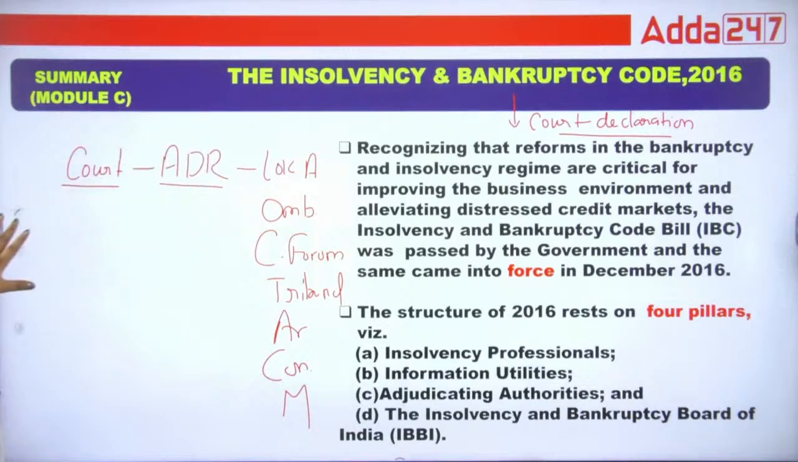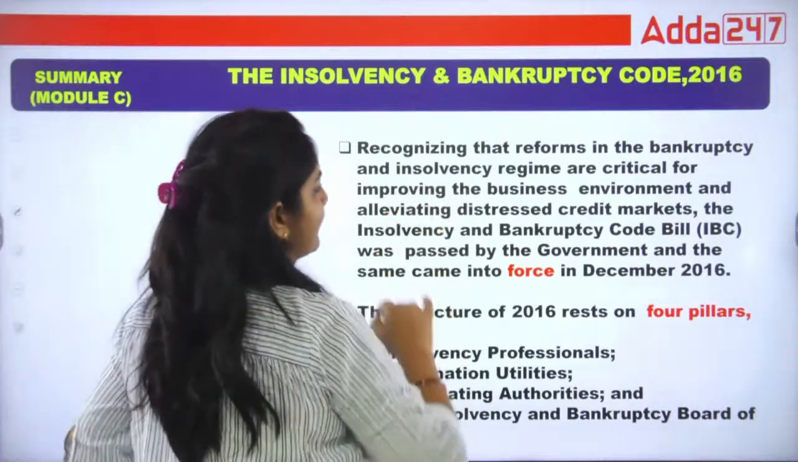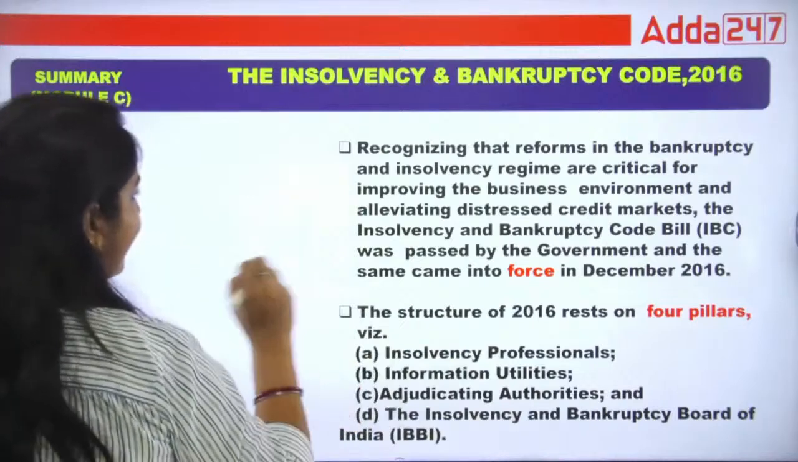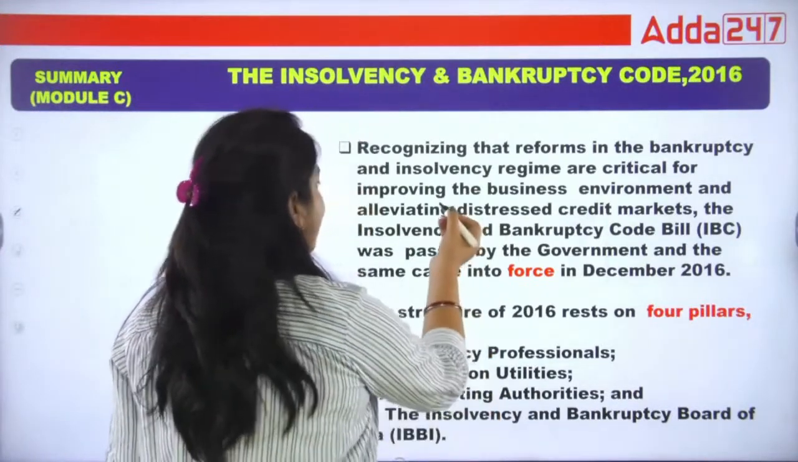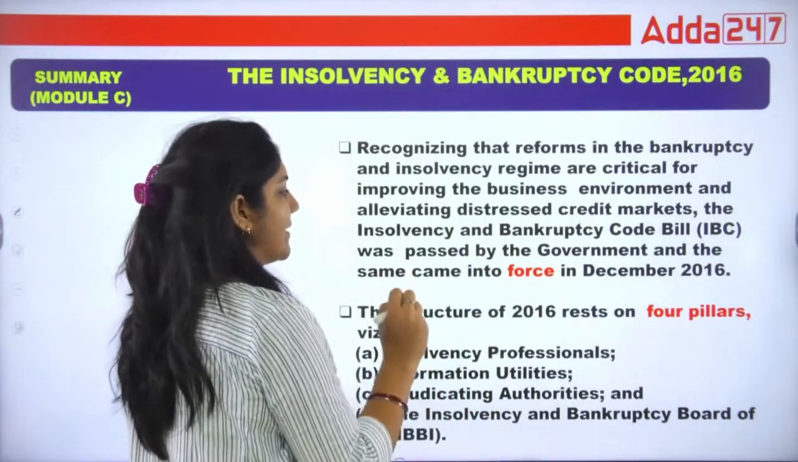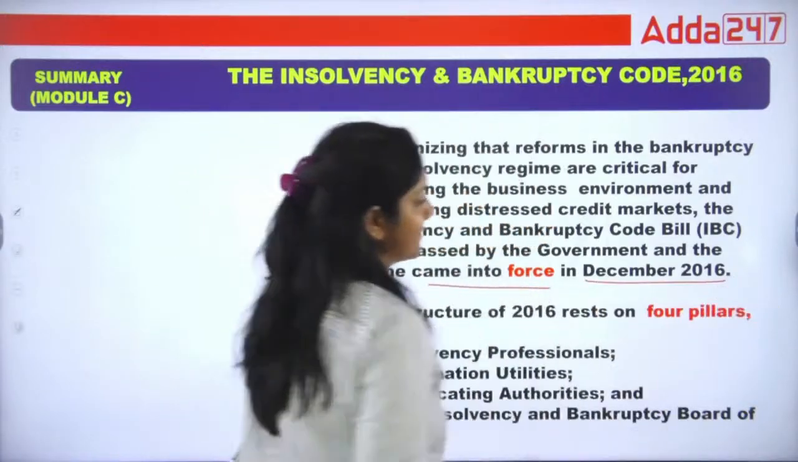The IBC code was made in 2016, recognizing that reform in the bankruptcy and insolvency regime is critical for improving the business environment and alleviating the distressed credit market. The code was passed by the government and came into force in December 2016.